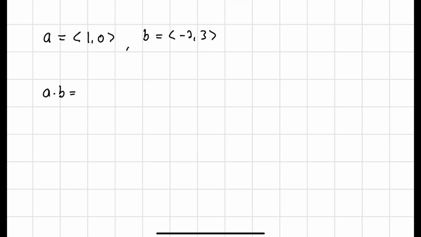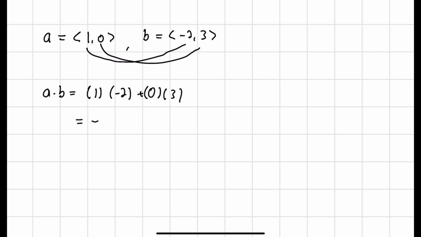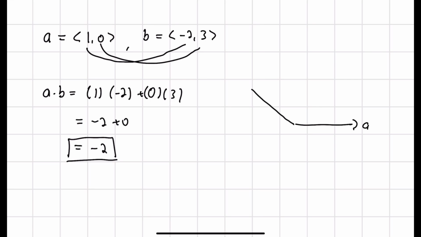In our next example, we have vectors A and B. So let's perform the dot product. So we have 1 times negative 2 plus 0 times 3. And this is equal to negative 2 plus 0, which is equal to negative 2. So in this result, our dot product is a negative number. So when the dot product is negative, it means that the angle in between the two vectors is in between 90 degrees and 180 degrees.